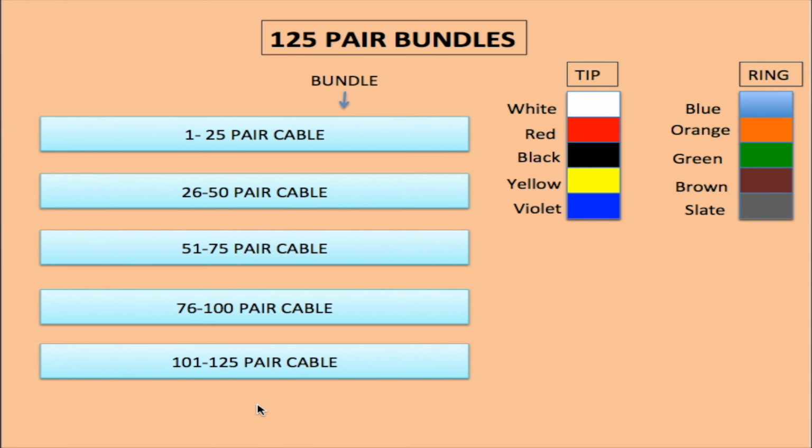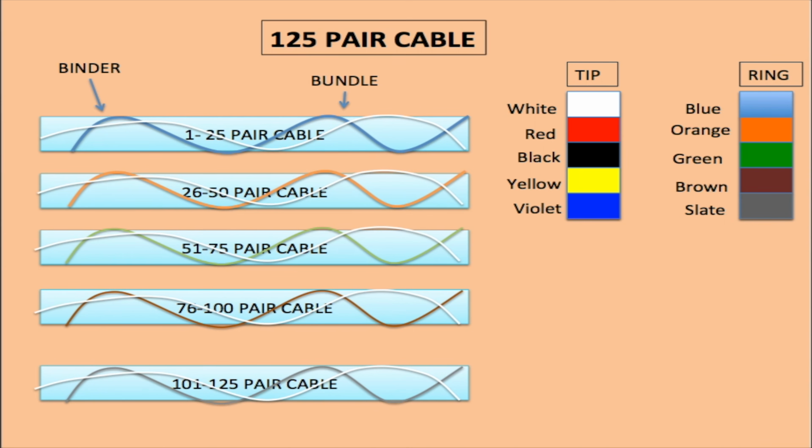And that is a valid concern, but it's actually a very simple solution. The way we solve this is by putting a binder around the bundle. So this is the bundle, and we get these binders and we place it around the bundle. These binders are just simple thread made of nylon or polyester, and it's wrapped around just to be able to identify it from other bundles.